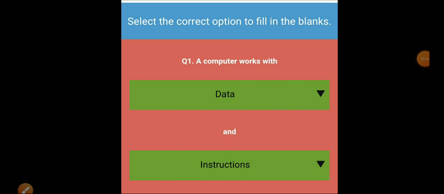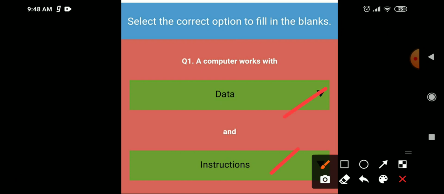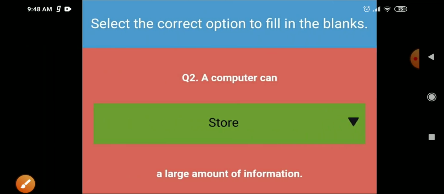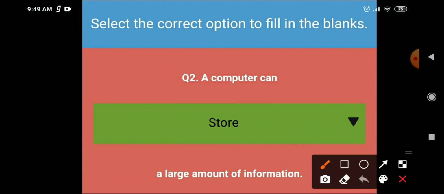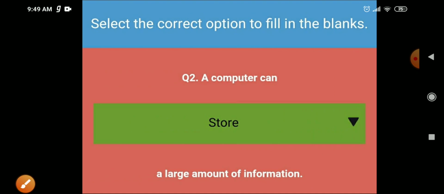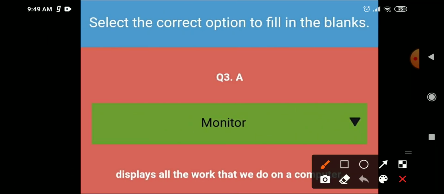So, first is fill in the blanks in your back exercise. First, a computer works with dash and dash. A computer works with data and instructions. Next, a computer can dash a large amount of information. A computer can store a large amount of information. Next, a dash displays all the work that we do on computer. A monitor displays all the work that we do on computer.